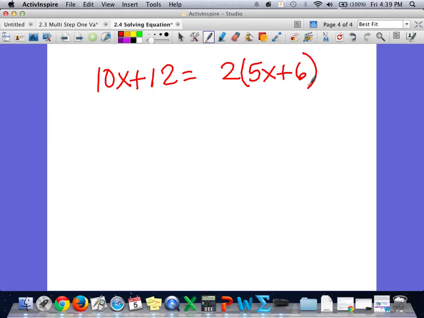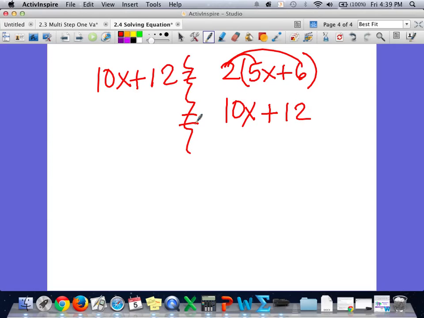Alright, so now we have variables on both sides. We have our wall, okay, but we also have parentheses. And as you know, PEMDAS says we've got to get rid of those parentheses. This means getting rid of the parentheses by distributing. 2 times 5x makes 10x. And then 2 times 6 is positive 12.